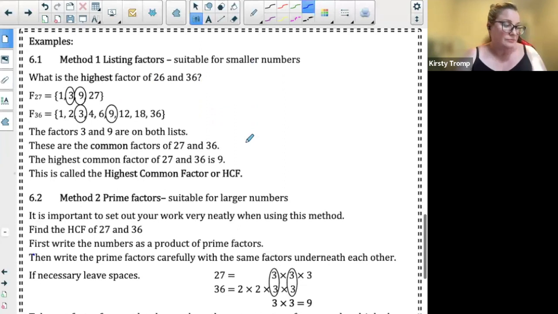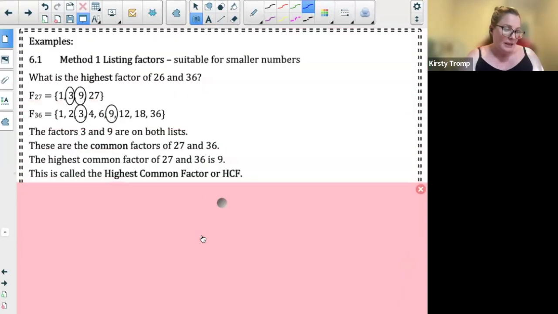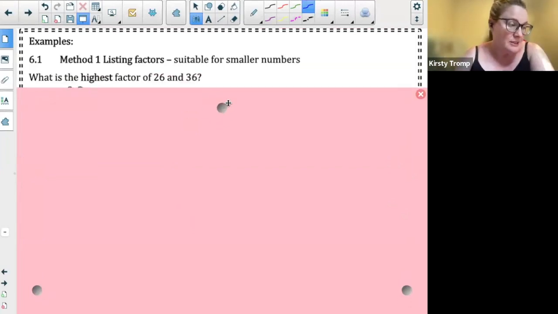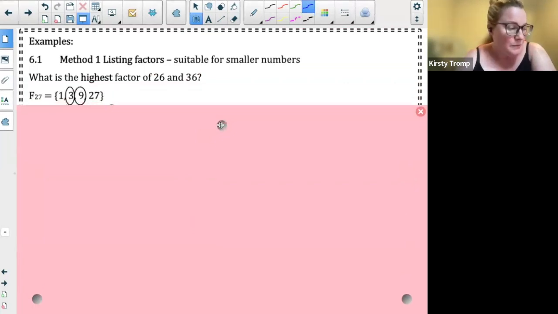So there are different methods for you to find HCF, the same as there are different methods for you to find LCM. Method 1 is for you to list the factors. This is kind of like you would have done in grade 7 when you first learned how to do this. We're going to list the different factors. It's more suitable for smaller numbers though, all right? So when you're looking for the highest factor of 26 and 36, what would you do?